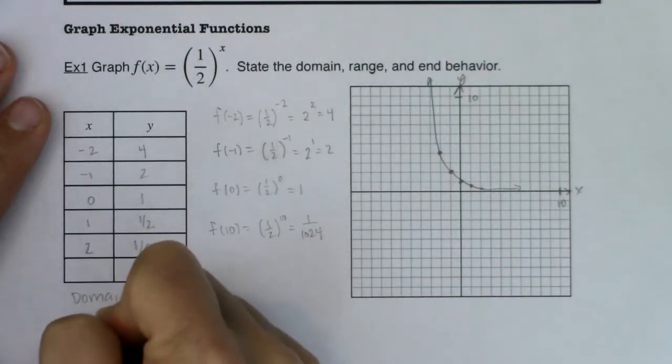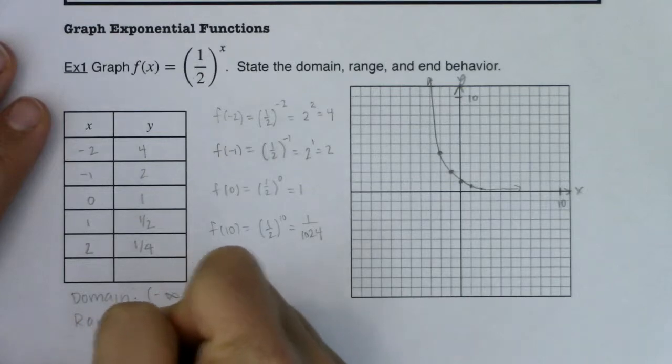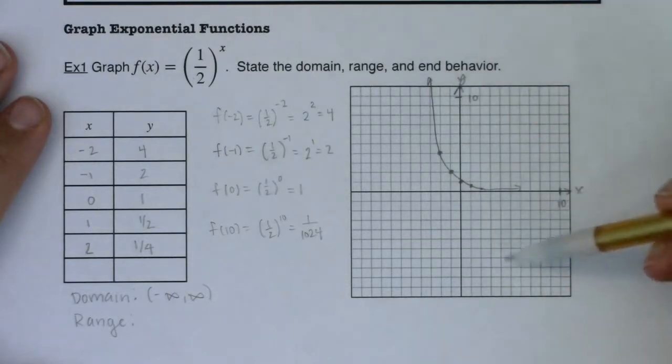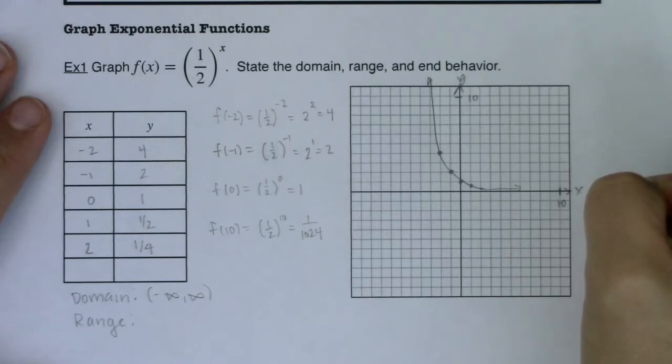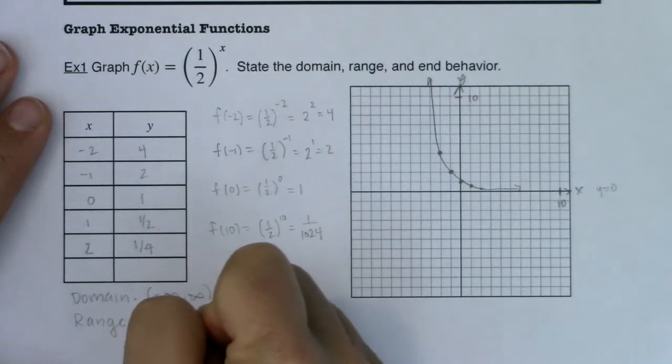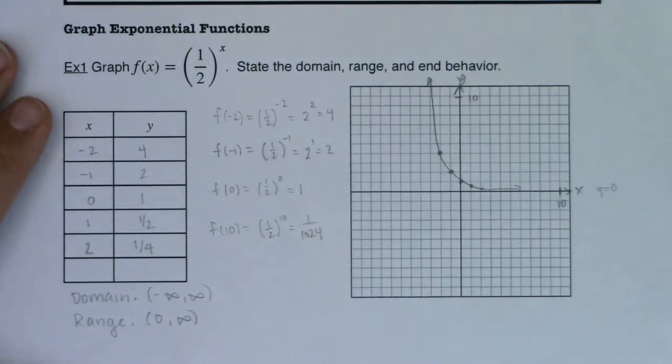All right, if I look at my graph, I could pick apart my range. You can see I have this going up forever, right? And I don't go down forever, I get stuck at the x-axis, and keep in mind the x-axis is the equation y is equal to zero. So my range here is from zero to infinity.